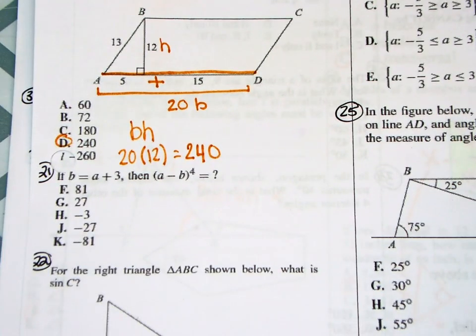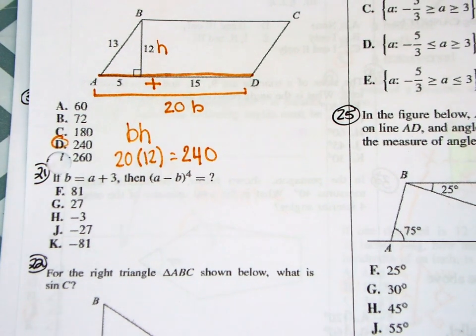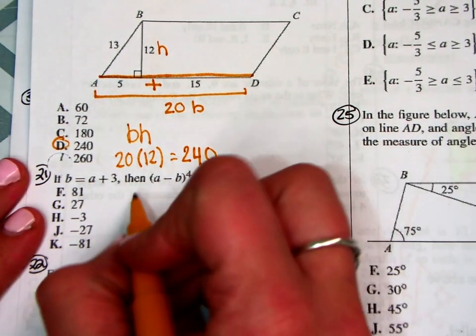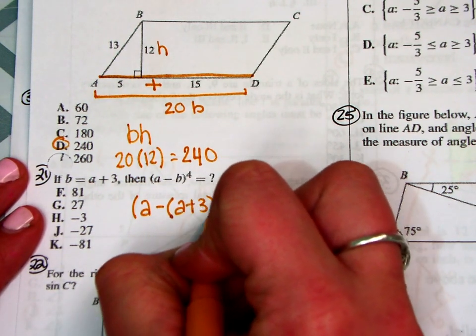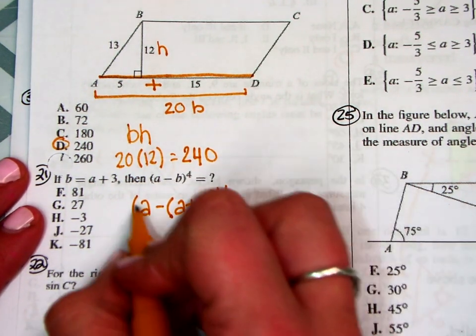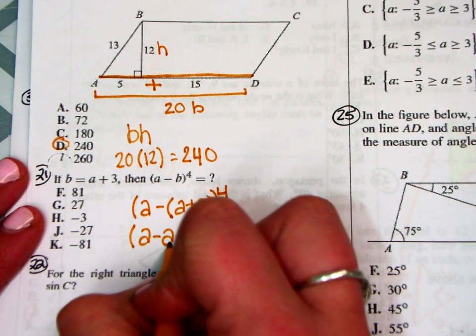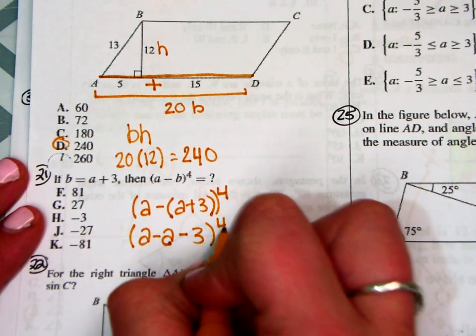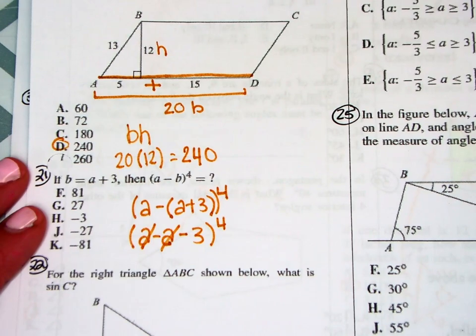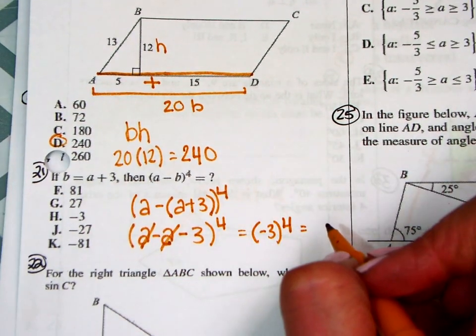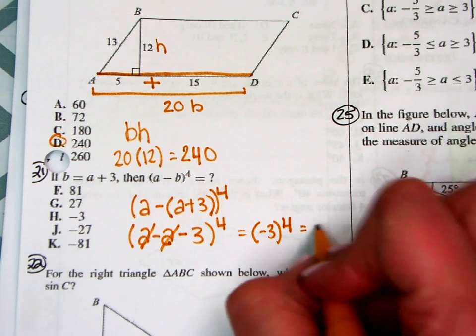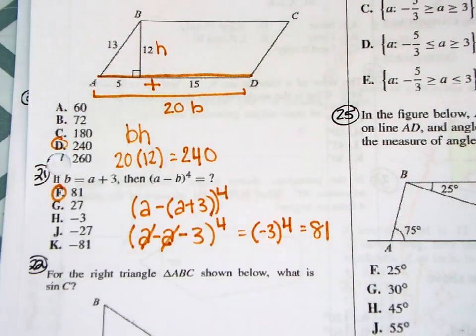If b equals a plus 3, then a minus b raised to the 4th equals a blank. Well, I'm just going to substitute a minus parenthesis, a plus 3, quantity to the 4th. Well, distributing in the negative, I get a minus a minus 3 to the 4th. A minus a is nothing, so I'm actually left with negative 3 to the 4th power. So negative 3 to the 4th power is 81. Option F.